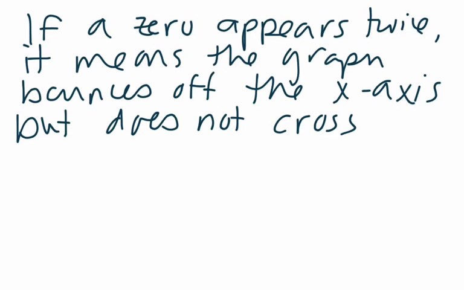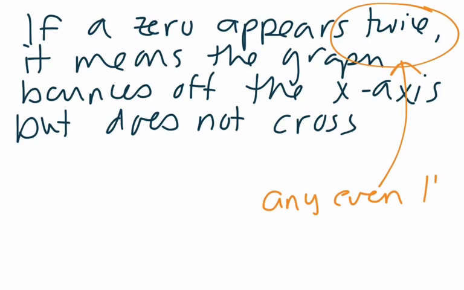And so it does intercept in the sense that it's like on the x-axis, but then it turns around and it goes back off in the same direction it came in. It does not actually cross to the other side. Now, this is actually a little bit more broad. It's not just twice, but any even number of times.